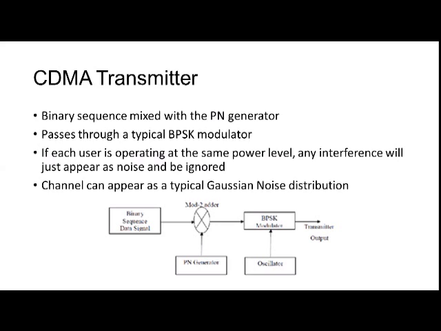This is a block diagram of just a CDMA transmitter. It's passed through a typical binary phase shift keying modulator, with, as you can see, the PN generation, then passing through the BPSK modulator, ultimately going through an oscillator to a carrier frequency and sent over the channel. And as I said before, the channel can just appear as a typical Gaussian noise distribution if everyone is operating at more or less the same power level. So any interference at the receiver will just appear as noise, as long as they have the same code that is known by the transmitter and receiver.